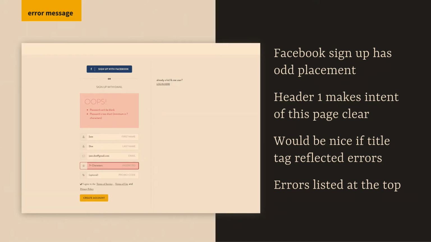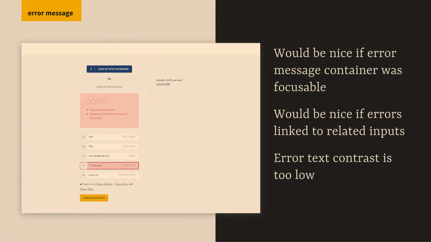It would also be nice if the title tag in the markup, in the head of the markup, reflected that there are errors on this page. It could say something like 2 errors, or it could even say oops or something. So an assistive technology device would read that title tag, and also, sighted users who are looking at their browser tabs would be able to see that in that little browser tab at the top. I do like that the errors are listed at the top, so you see them right away. We're not obscuring them. That's nice. It would be better if the container that the messages are in was programmatically focusable.